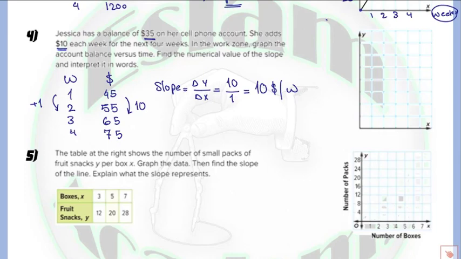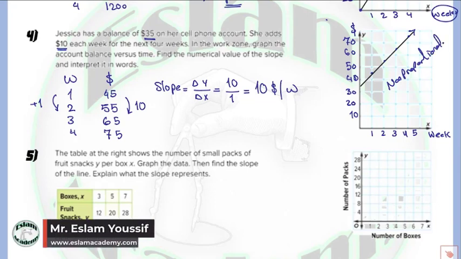Now we can graph. The first point is 1 and 45. After that we have 2 and 55, 3 and 65, 4 and 75. Now we can graph the line. You will find that the line is not passing through the origin point, so this relation is non-proportional.